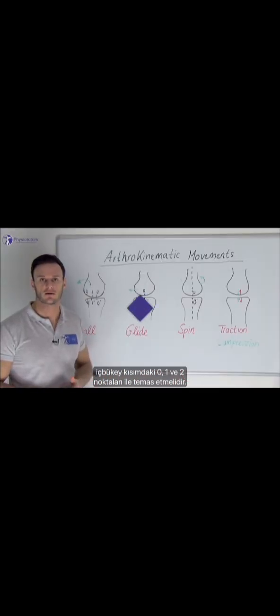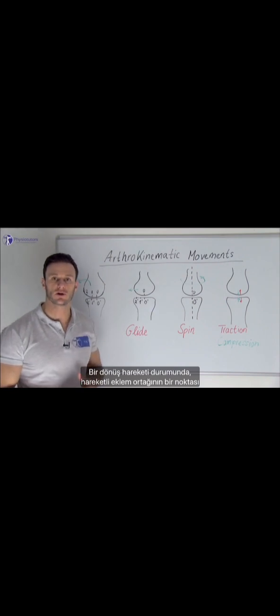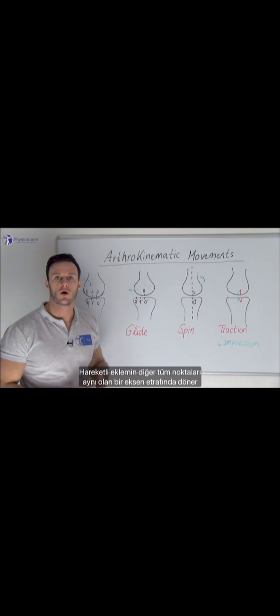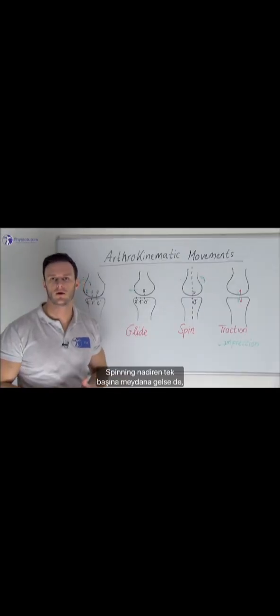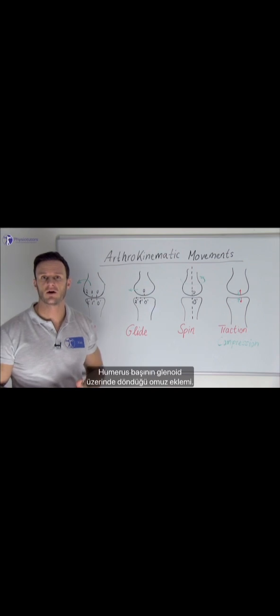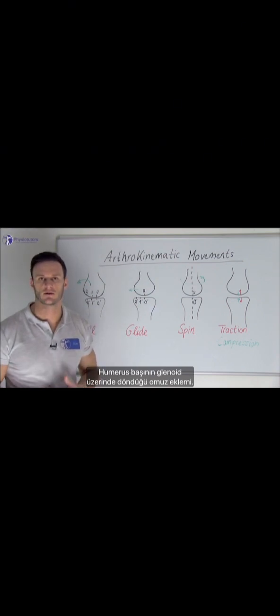on the concave part. In case of a spin movement, one point of the moving joint partner stays in contact with the same point on the surface of the other joint partner. All other points of the moving joint rotate around an axis which is identical with the plumb line through the contact point of both surfaces. Although spinning rarely occurs alone, an example of an impure spin would be during flexion and extension of the shoulder, in which the head of the humerus spins on the glenoid.